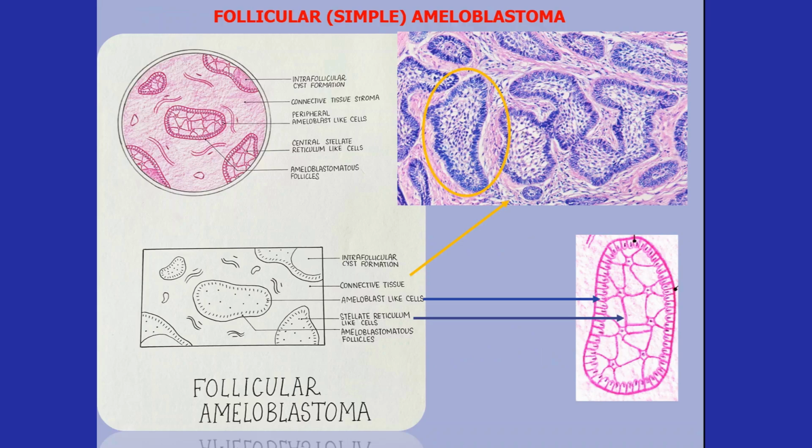Here you can see that there is a picture which is beautifully drawn here. It is showing the solid component wherein there are peripheral ameloblast like cells, and in the center there are stellate reticulum like cells. Here is a cystic component wherein intrafollicular cyst formation is seen. This is the connective tissue stroma, also labeled out here. Now, this is the ameloblast follicle, which is depicted out here. And both the cells, the peripheral tall columnar cells and the central stellate reticulum cells, have been pointed out here.